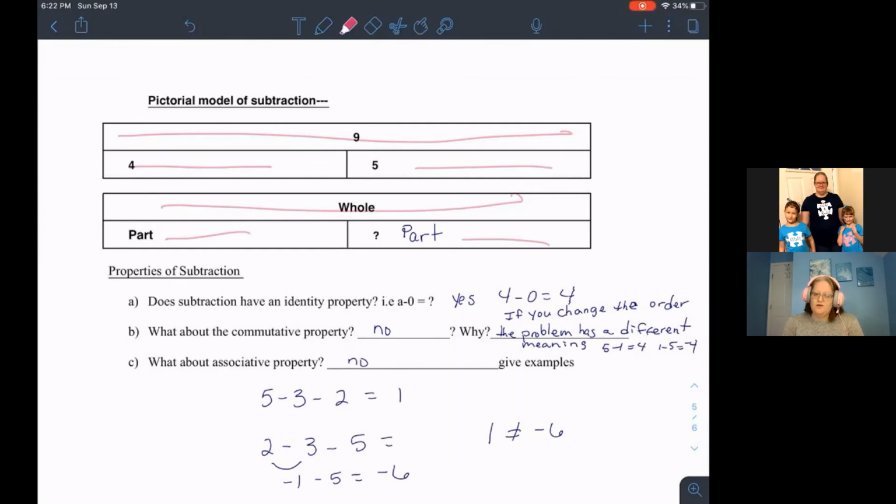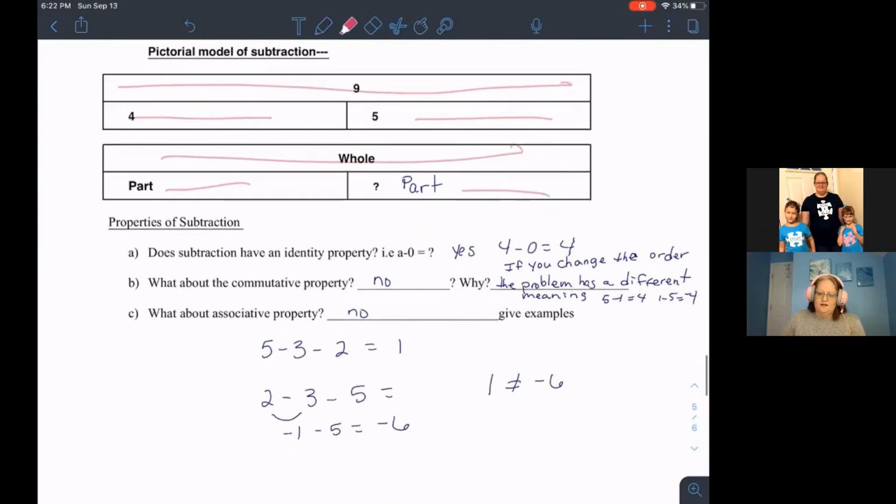And then C, what about the associative property? I said no, because that means if you can move the different numbers being subtracted around, it would still give you the same outcome. But I said, like, if you say 5 minus 3 minus 2 equals 1, but then say you have 2 minus 3 minus 5, they're the same numbers, but that gives you negative 1 minus 5, which is equal to negative 6. So the 1 is not equal to the negative 6. So that's my thought process on it.